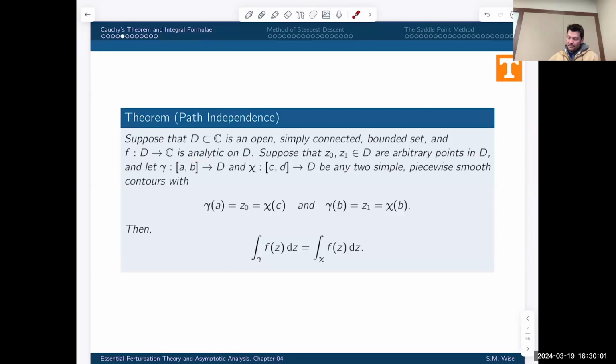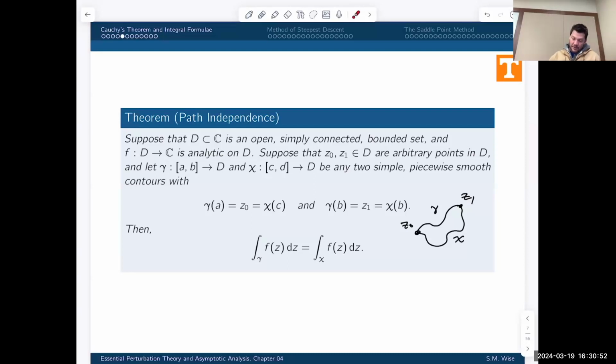Suppose that D is an open, simply connected, bounded set, and f is analytic on D. That gives us, by Cauchy's theorem, that we're going to have path independence, as we'll see. Suppose that Z0 and Z1 are arbitrary points in D, and suppose that gamma and chi are two simple piecewise smooth contours connecting Z0 to Z1. For some reason, I decided to use Z0 and Z1 rather than Z1 and Z2. So here's our Z0 and Z1, formerly Z1 and Z2. And one contour gets you there by one route, and the other gets you there by another route.